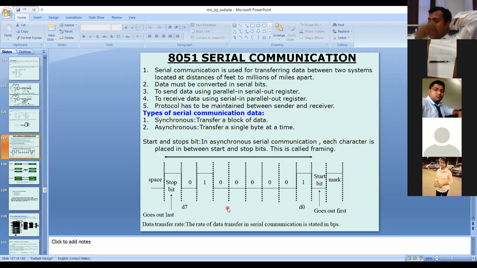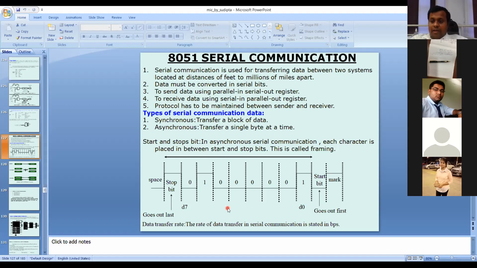So we are sending with respect to a time. If I am given a time slot, I am sending first 1, then 0, then 1, means I am sending 1 bit at a time. And in parallel communication, 8 bits can be sent at a time from transmitter to receiver. That is the difference between serial communication and parallel communication.